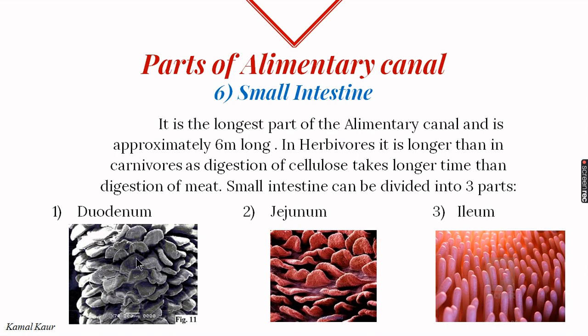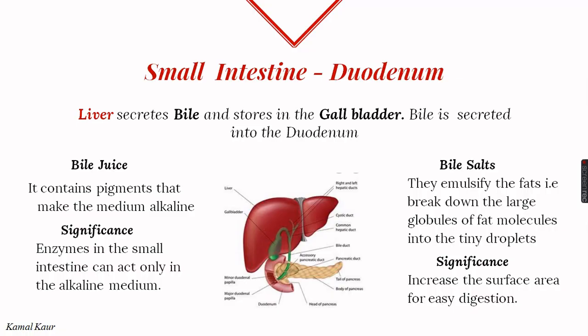Now duodenum does not secrete any enzyme of its own, but the secretions of two important digestive glands are poured into the duodenum. Now these two glands are liver and pancreas. So first we will see the secretions of the liver. Now liver secretes bile juice which is stored for some time in this pouch like structure called gallbladder, and from the gallbladder with the help of this duct this bile is taken into duodenum.